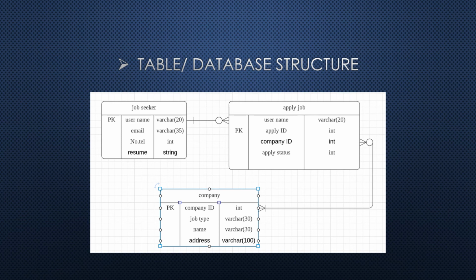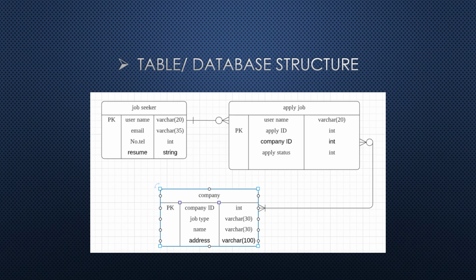The next entity is apply job. In apply job, there are 4 attributes. There are username, apply ID as a primary key, company ID, and apply status. Apply ID is the ID number of the job that the customer applies for. Company ID is the ID number of the company that the customer applies to for the job. And apply status is the company's reply to the customer's application.